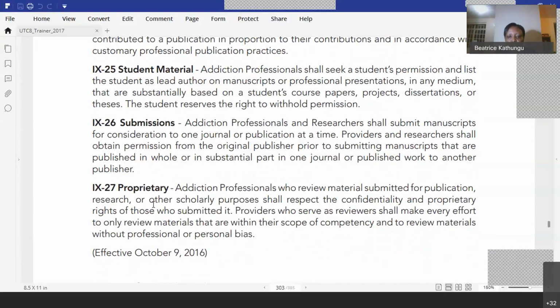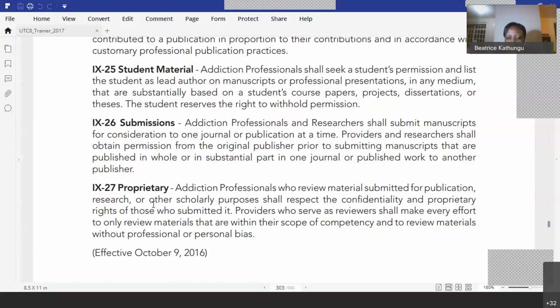And we are being told that if you get an opportunity, for example, to be made a reviewer of a submitted article for publication, or even sometimes you're given a proposal to review before someone is awarded funding or anything like that, we're being reminded that we shall respect the confidentiality and proprietary rights of those who submitted it.